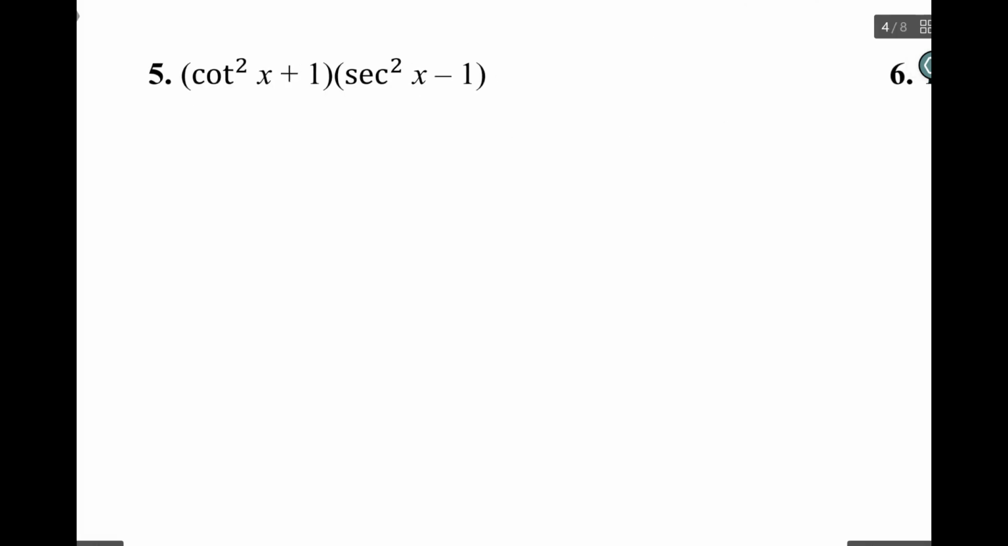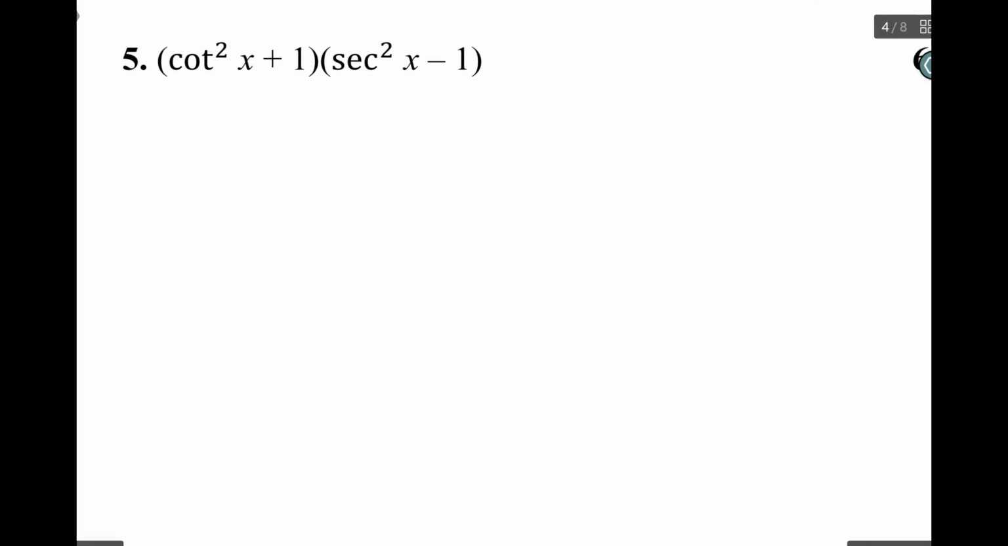Alright, number 5. Cotangent squared x plus 1 times secant squared x minus 1. Oh, well, let's see. Now I have something squared plus 1 and something squared minus 1. There's a good shot that my Pythagorean identities will be popping out right now. So pause the video, try this problem out yourself, and then we'll get back together in about 5 seconds.